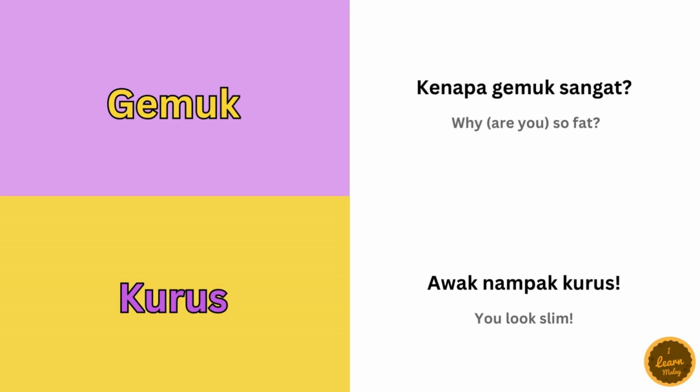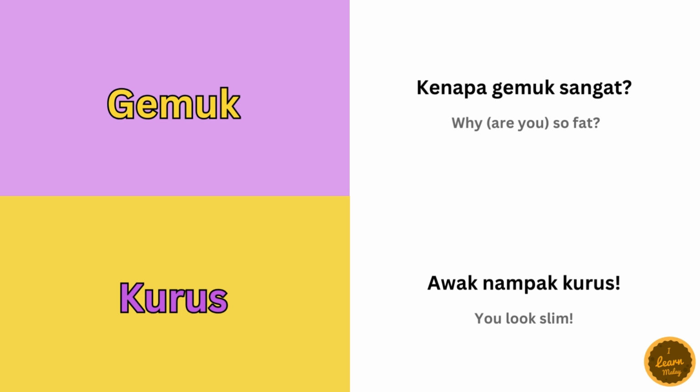Awak nampak kurus. You look slim. Nampak means to look as or seem. It gives the impression of being something or having a particular quality. You could use this phrase, awak nampak, plus the adjective, to assert your thoughts towards the person without being so direct.